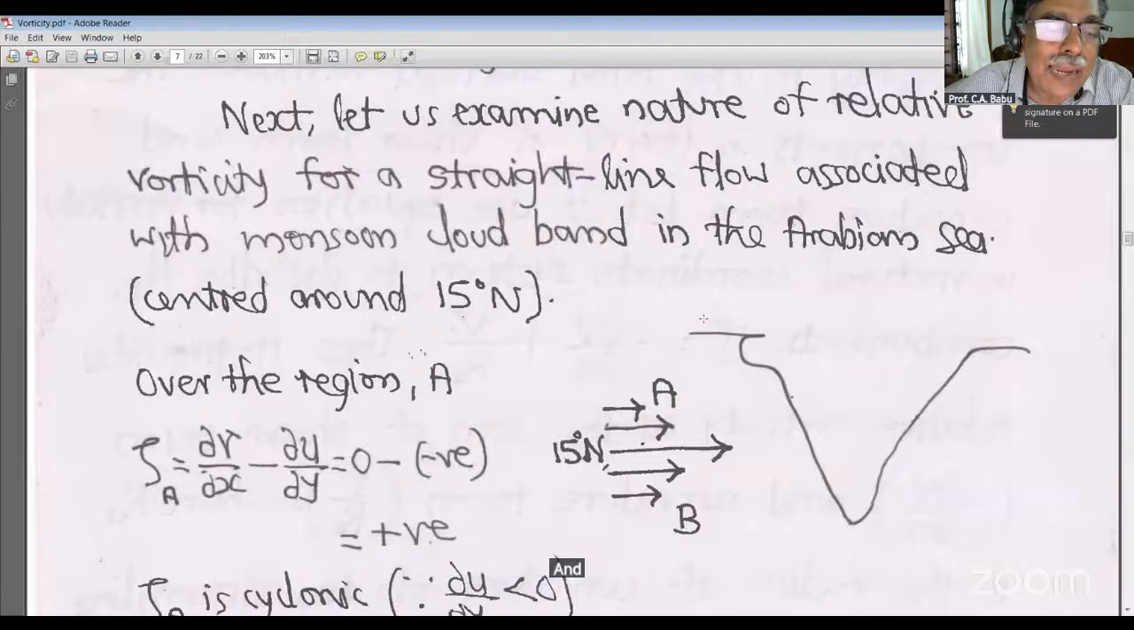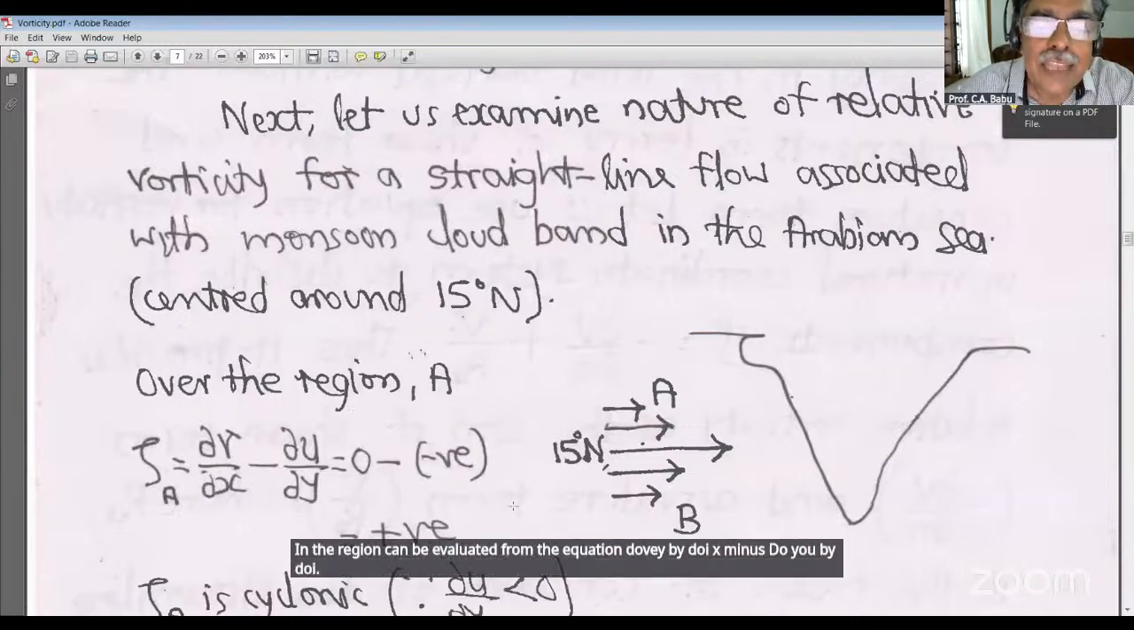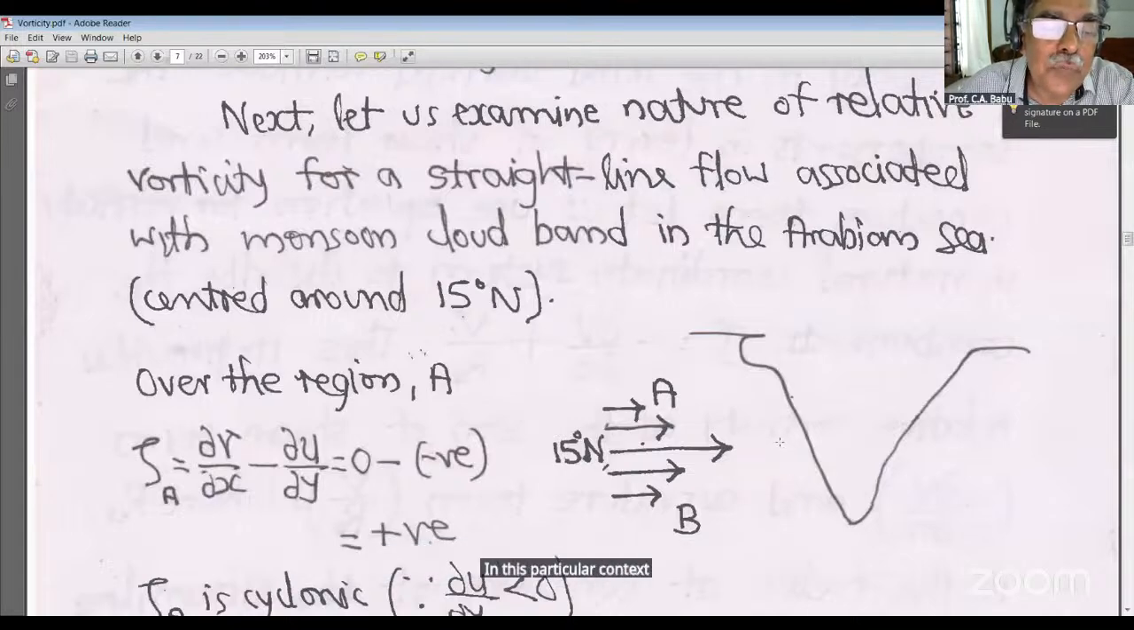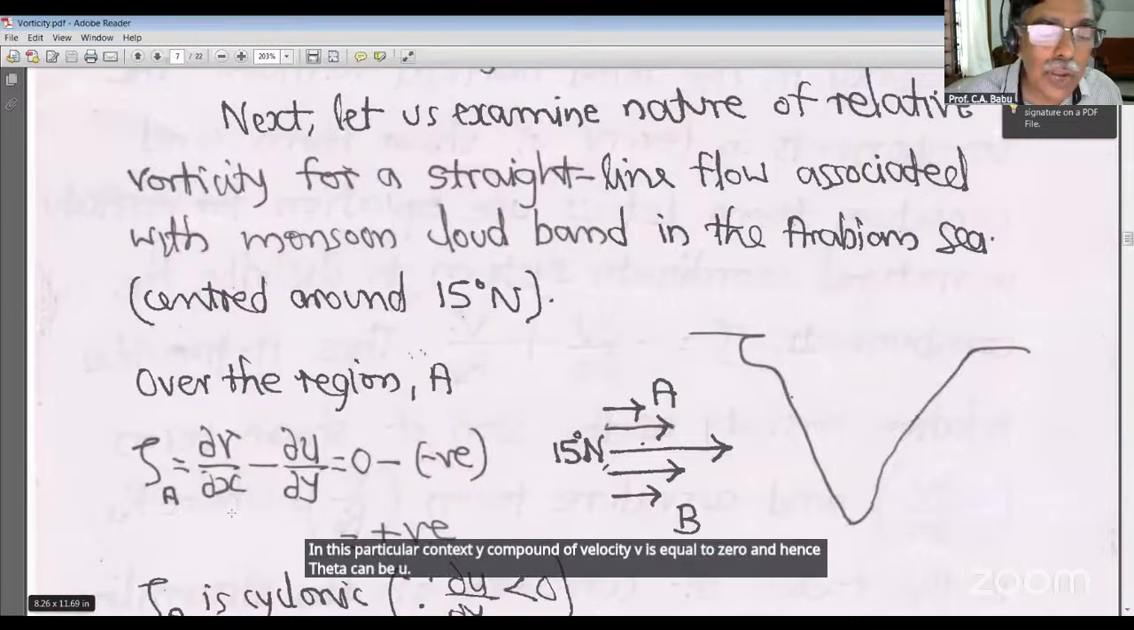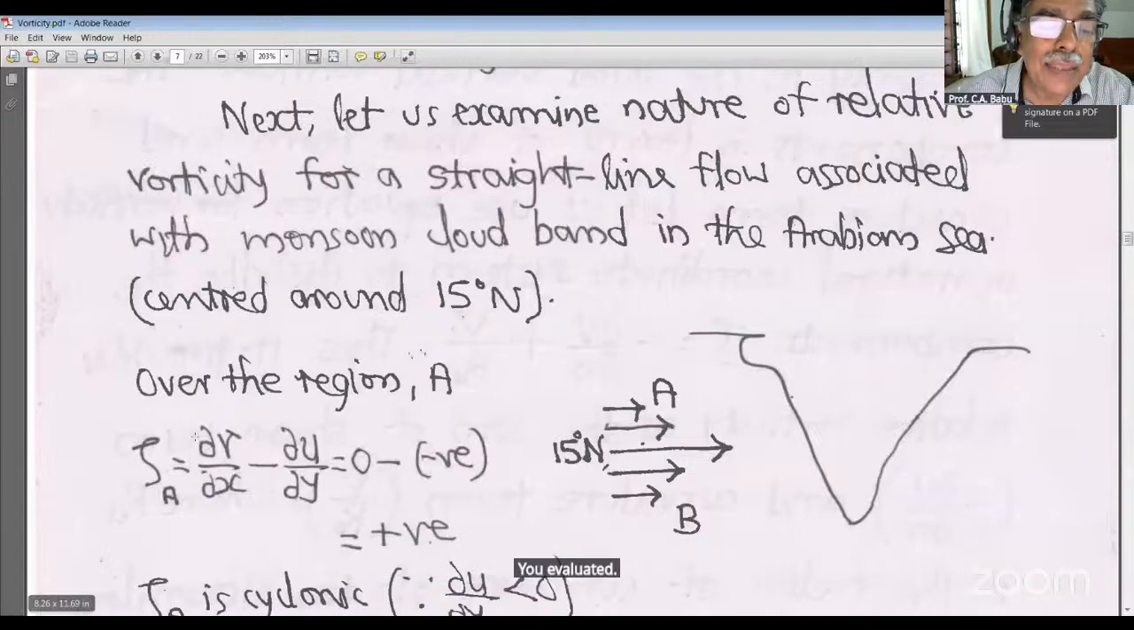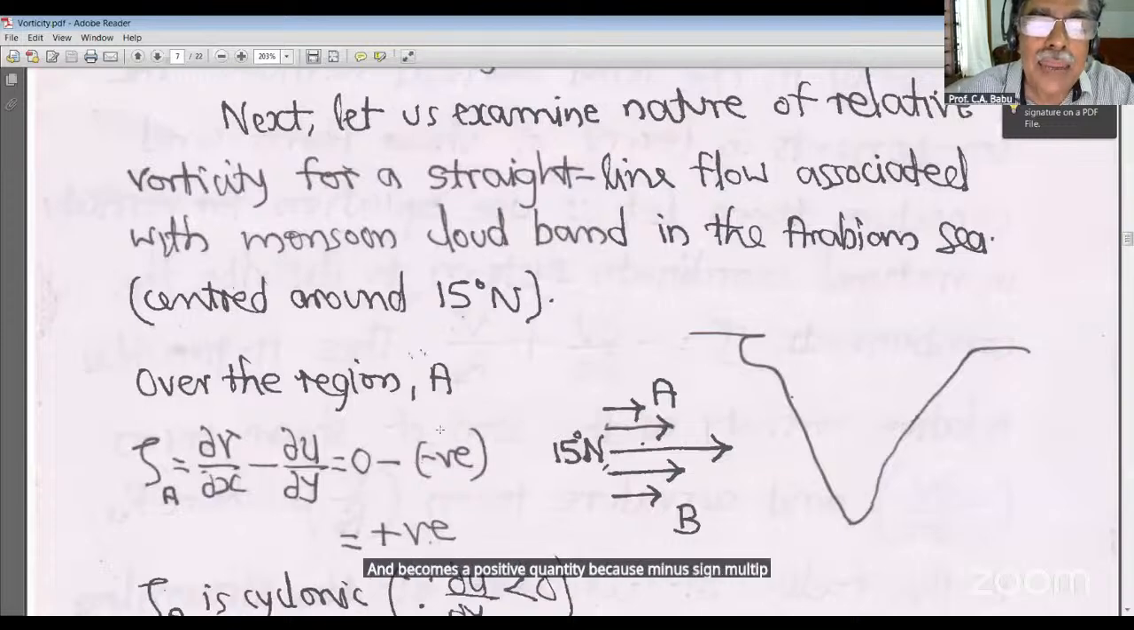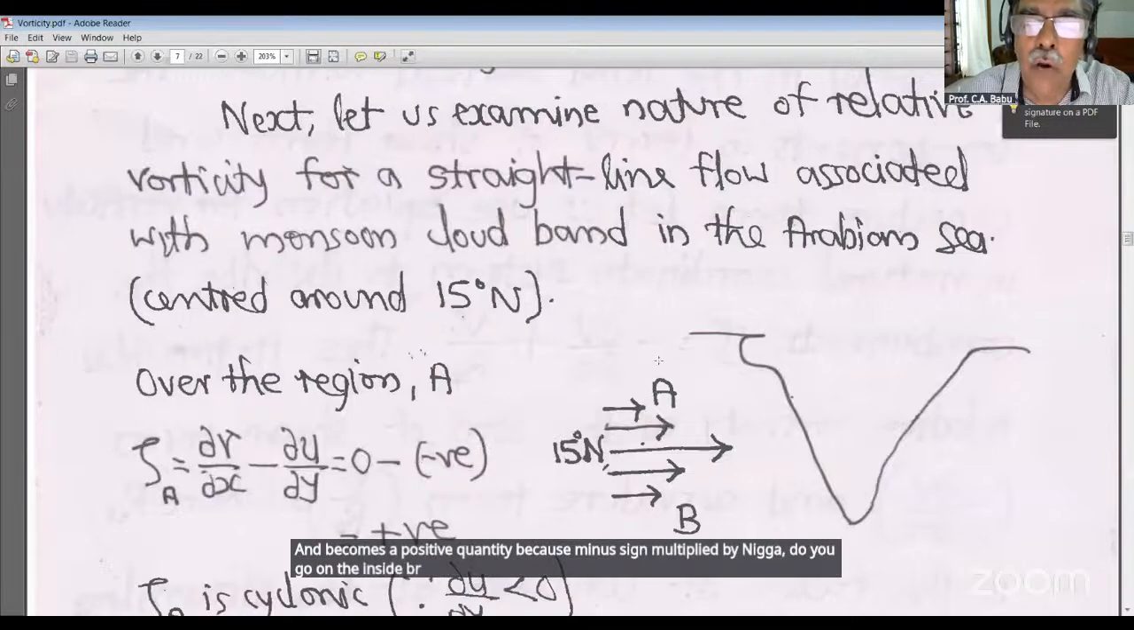I explained earlier that the relative vorticity in the region A can be evaluated from the equation ∂V/∂x minus ∂U/∂y. In this particular context, the y component of velocity V is equal to 0, and hence theta can be evaluated as minus ∂U/∂y, and becomes a positive quantity because the minus sign is multiplied by a negative quantity inside the bracket. So for the region A, the relative vorticity is a positive quantity.